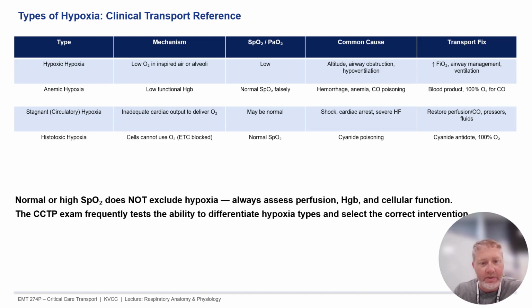And the CCTP exam frequently tests the ability to differentiate hypoxia types and select the correct intervention. So understanding if it's a PaO2 issue, then it's likely hypoxic or hypoxemic hypoxia. If there's a normal SpO2, but the hemoglobin is low, and you've got some anemia, so anemic hypoxia that requires giving fluid, blood. And you want to give them an O2 flush for that, 100%.